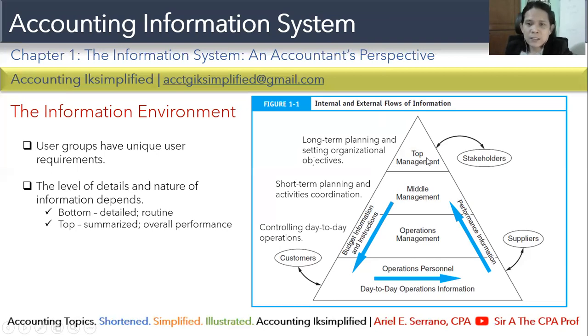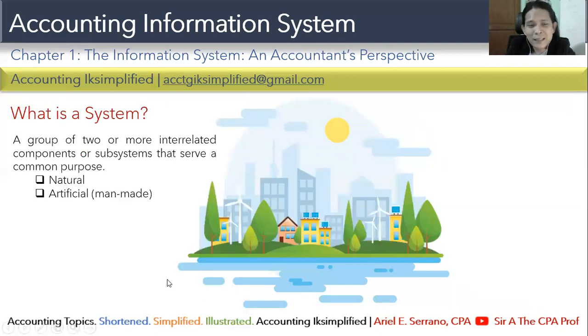Kasi this is for decision making, hindi lamang para sa specific na department na yon, kung hindi pangkabuuan, para sa kabuuan ng organization. So medyo summarize na. From pagdating sa pinaka-top, the most summarized information that talks about the overall performance. Kasi pipick up naman din nila yung output from the other organization's functions, other arms of the organization. Okay? So that's the information flow, internal and external.